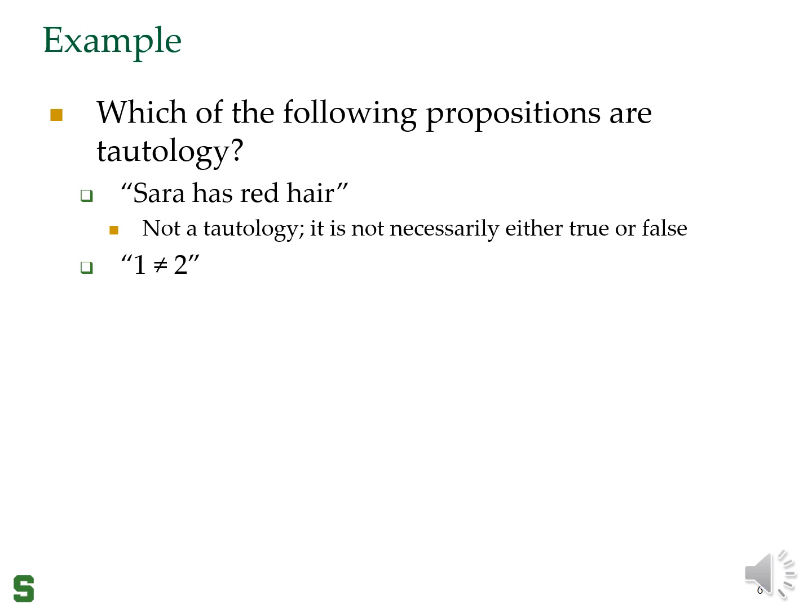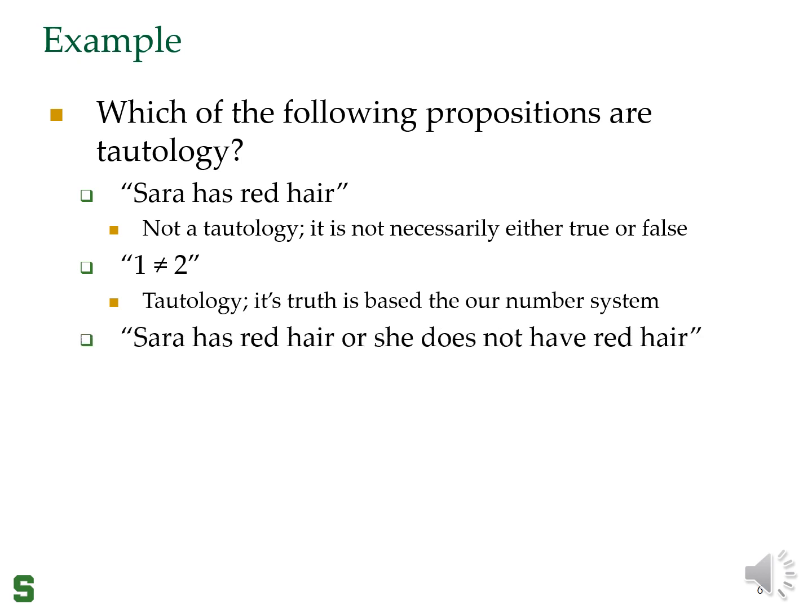If I say 1 is not equal to 2, this is a tautology. It's always true no matter what, and its truth is based on the number system. Now, if I say "Sarah has red hair or she does not have red hair," this is a tautology because either Sarah will have red hair or she won't, and we have an OR, which is an inclusive or, and one of the propositions is going to be true, therefore this whole proposition is going to be true as well.